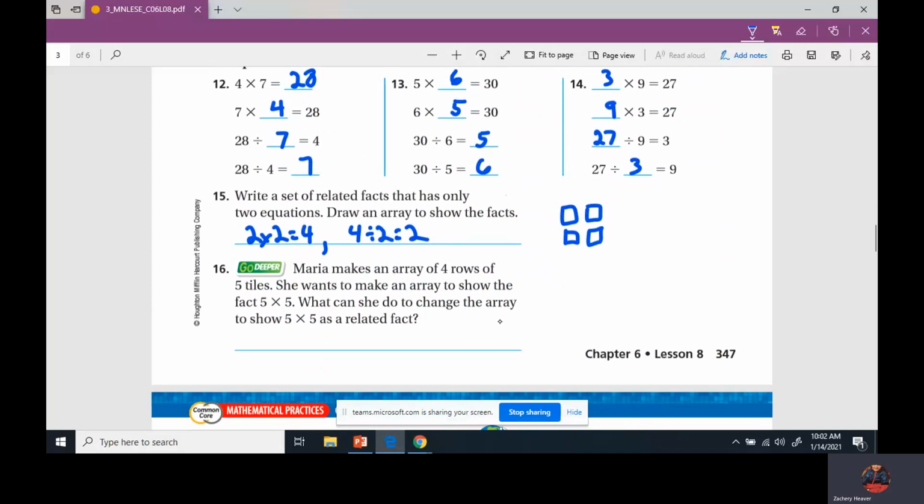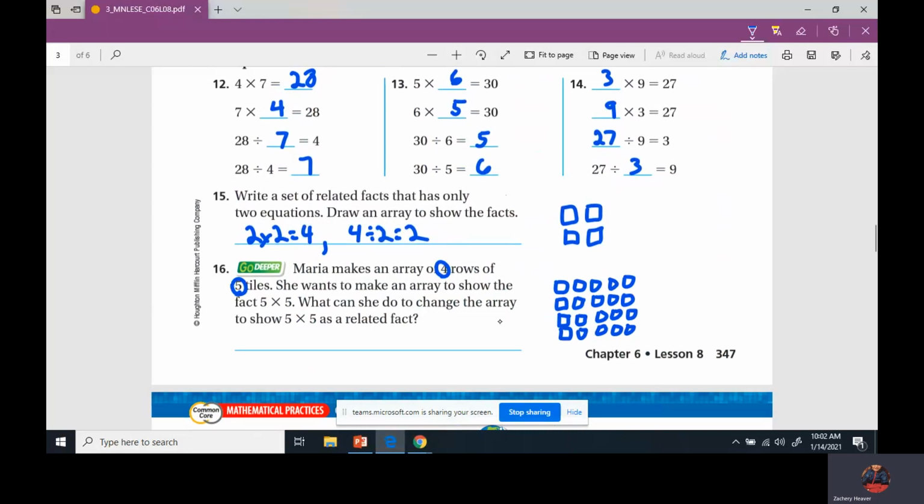Maria makes an array of 4 rows of 5 tiles. So 4 down and 5 across. I'll just draw it for you. You don't have to draw that. Just have it on the screen.